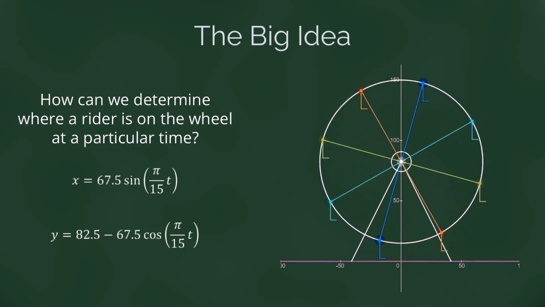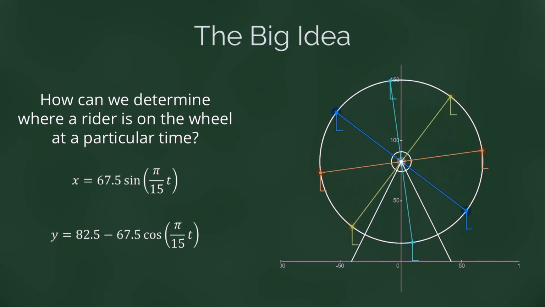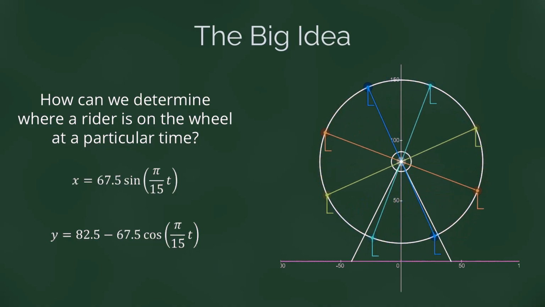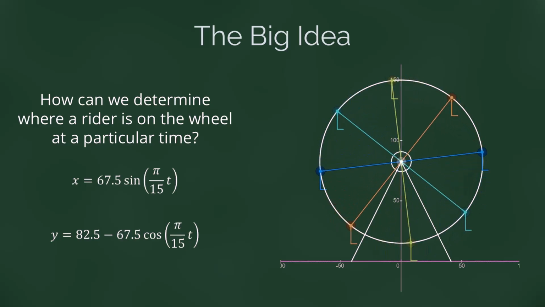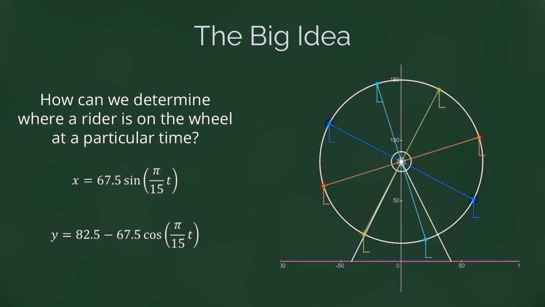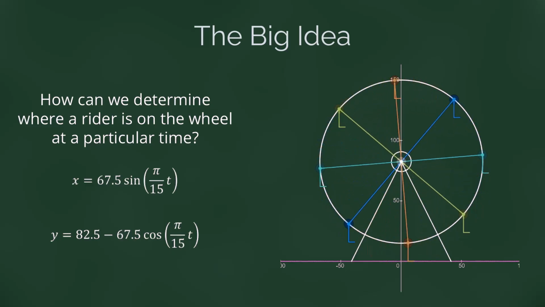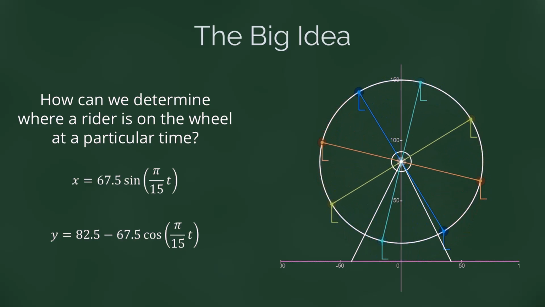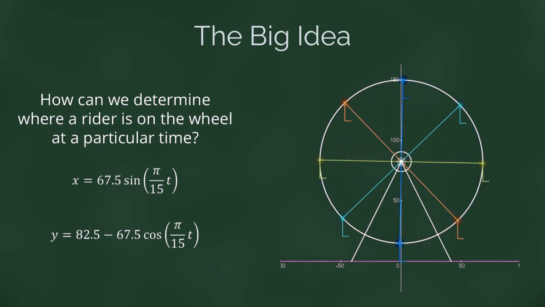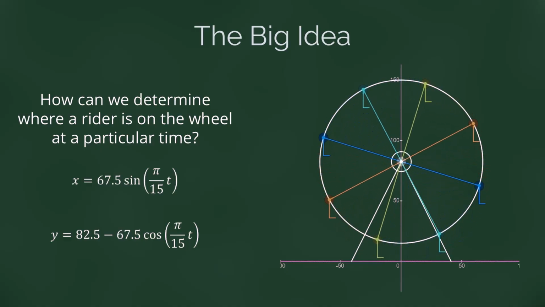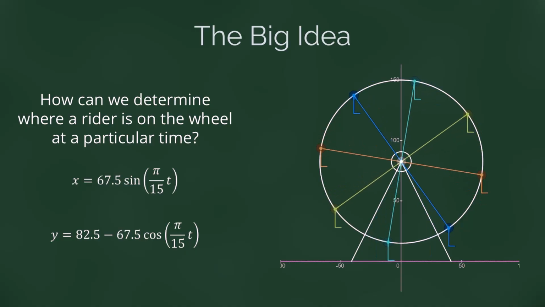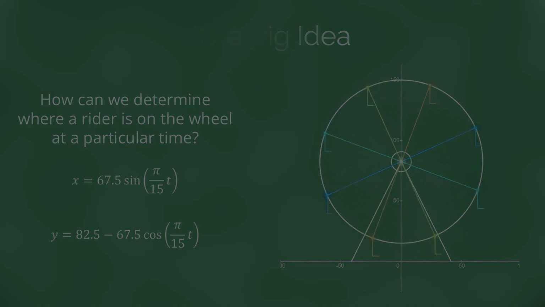If we let x equal 67.5, the radius of the wheel, times the sine of pi over 15 t, pi over 15 because the wheel turns 2 pi radians in 30 minutes, and we let y equal 82.5 minus 67.5 times the cosine of pi over 15 t, we can use those equations to determine where the rider is at any given time t. This idea of introducing a third variable, called a parameter, and using it to rewrite x and y in terms of it, is the big idea behind parametric equations.